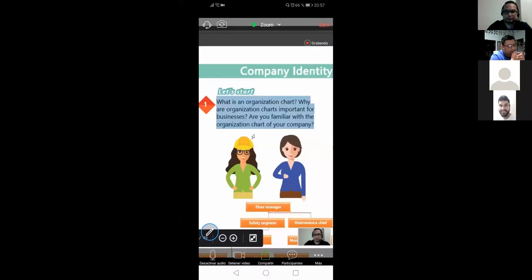Why are organization charts important for businesses? Are you familiar with the organization chart of your company? Todo un gringo. Dale. Ya casi, ya casi. Excellent, good, great. Ya te chequé, solo es pronunciar ahorita. Sí, era discutir también, pero igual tenemos que tener cuidado con la pronunciación.